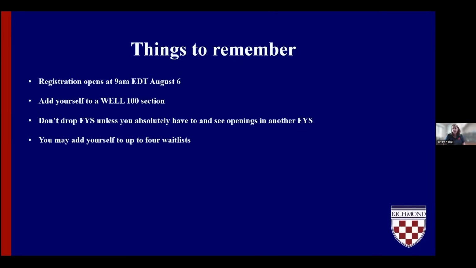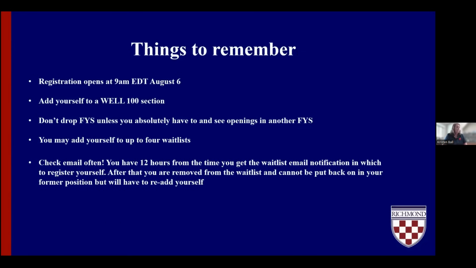And again, you can add yourself for up to 4 waitlists. There's nothing that stops you from going over more, but we will drop you off the waitlists in excess of 4, in the last whatever number you put on. The first 4 we'll keep, and then we'll drop the rest for you. So don't do that. Check your email often, your richmond.edu email, because that's where waitlist notices will go.